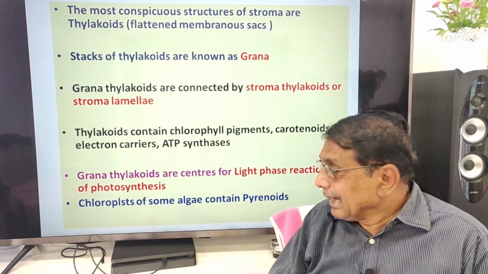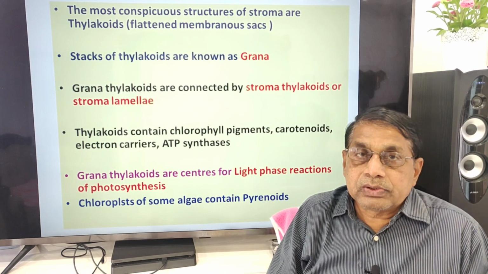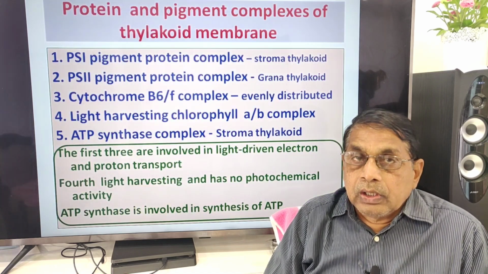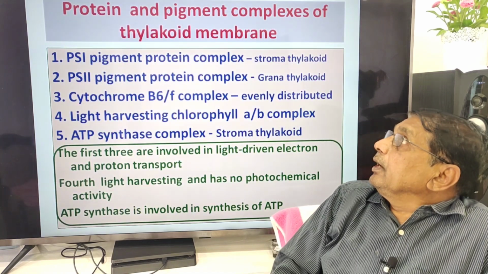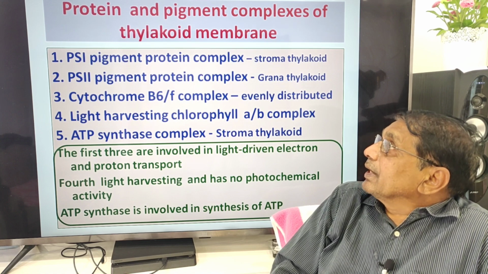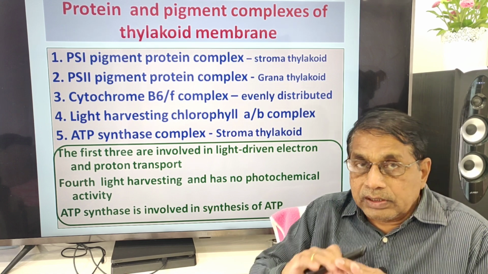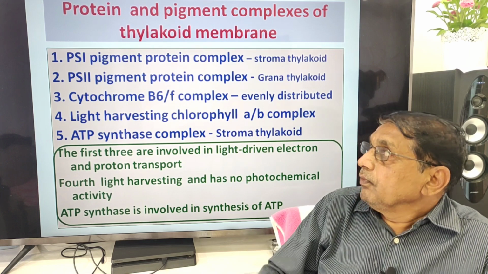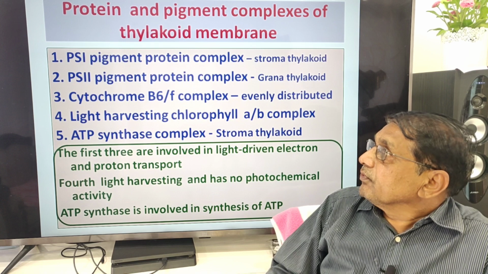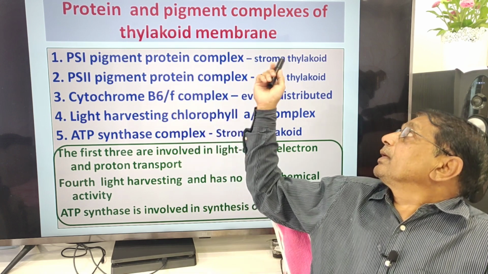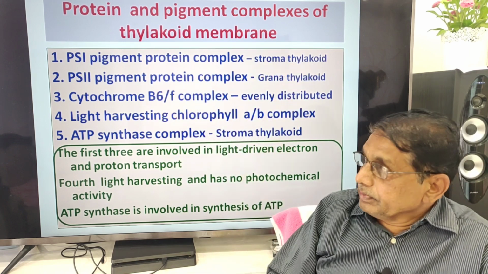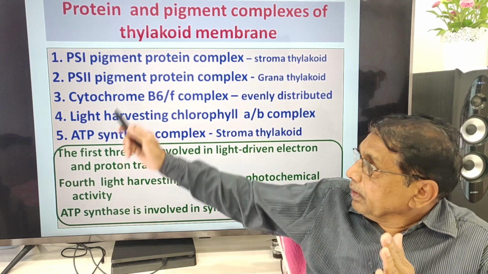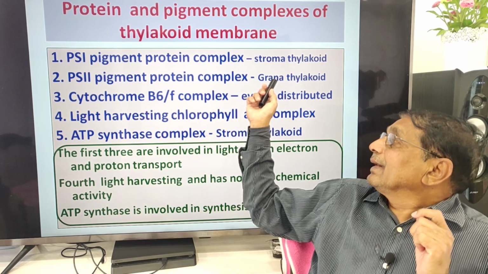Chloroplasts of some algae, chlorophyll members usually, contain some pyrenoids. Then, protein and pigment complexes of thylakoid membranes. If you take the grana thylakoids and stroma thylakoids, photosystem 1 or pigment system 1 is present in the stroma thylakoids, PS1 in stroma thylakoids, PS2 in grana thylakoids.